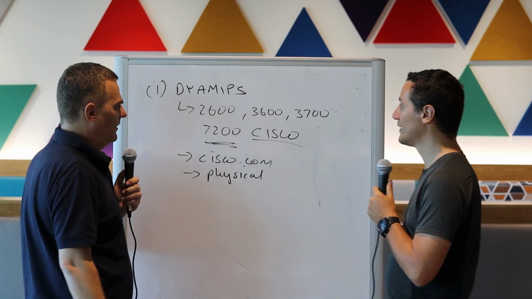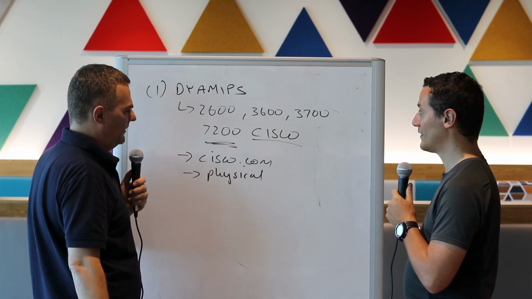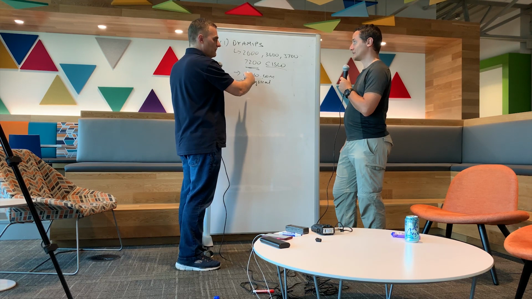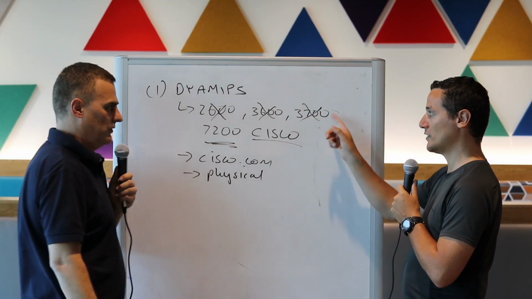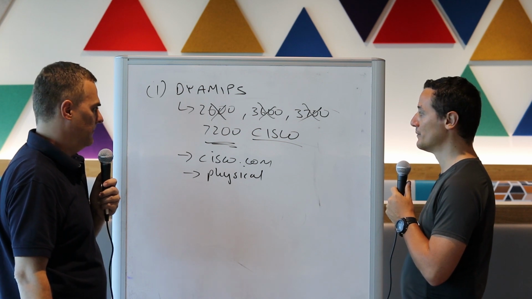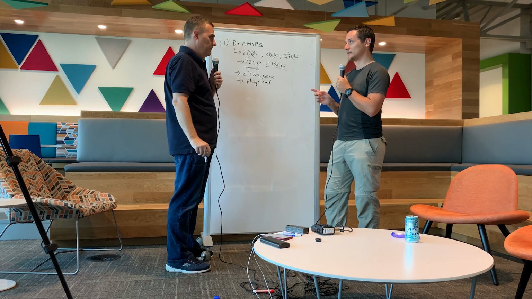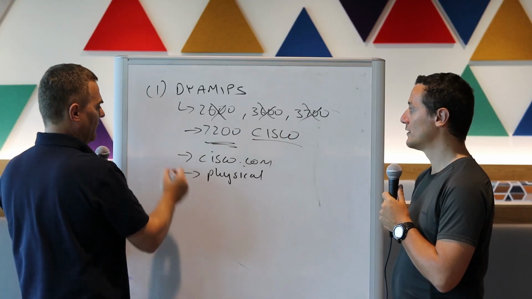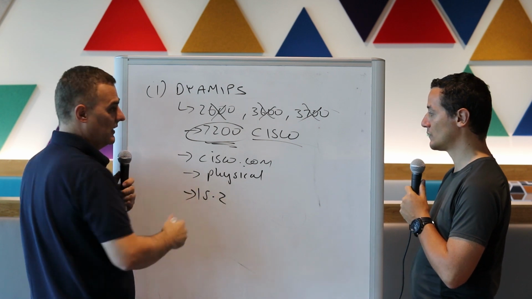Okay, so let's look at some of the problems here. The first problem is getting images. Cisco have removed all of these images. You can't download those anymore from Cisco. You can only get 7200s at the moment, and it's only IOS version 15.2. So that's another problem: it's only 15.2, so you don't get the later releases.